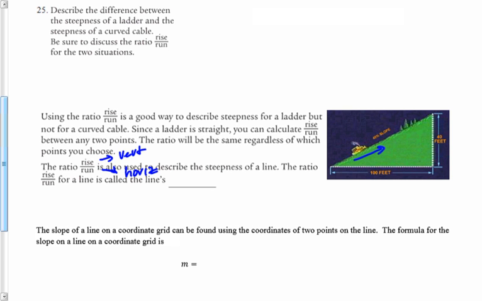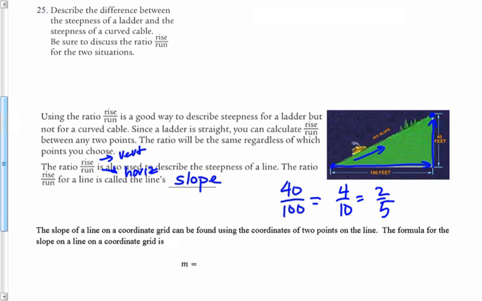So if you look at this picture, you can see that if the caterpillar goes from that point to that point, it will be climbing 40 feet for the 100 feet that it will be going horizontally. And using those two numbers gives us the line's steepness, and we call that the line slope. So we can write that as a ratio 40 over 100, or we can simplify that to just 4/10 or 2/5. They're all the same. Okay, and if the line is a straight line, then that slope is constant over that whole distance.